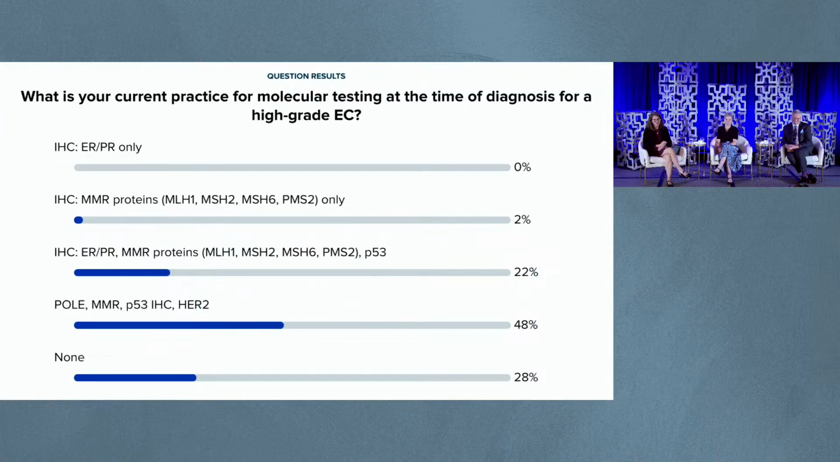Okay, so it looks like, understandably, in these higher risk or higher grade tumors, more people are doing some type of testing, which I think is great. And about 50% looks like we're doing kind of panel testing. So that's great to know.